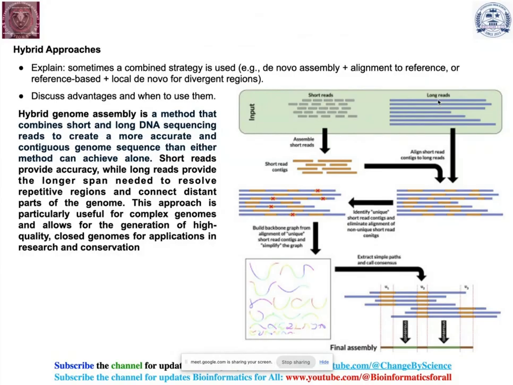So hybrid genome assembly is a method that combines short and long DNA sequencing reads to create a more accurate and contiguous genome sequence than either method can achieve alone. Short reads provide accuracy, while long reads provide the longer span needed to resolve the repetitive regions and connect distant parts of the genome. This approach is particularly useful for complex genomes and allows for the generation of high quality closed genomes for applications in research and conservation.